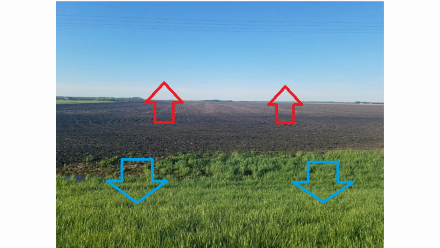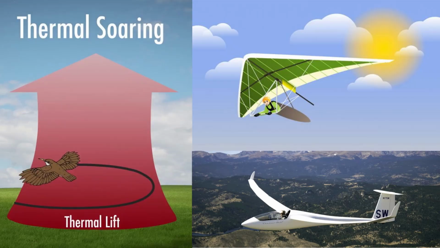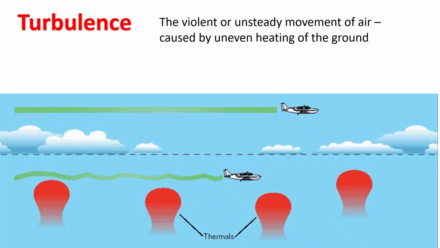Same concept here, a freshly plowed field. Nice dark black soil is going to heat up, but the green grass around the field is going to stay cooler. Thermals is the reason why things like hang gliders work, or why you can see birds up in the sky and they're not moving. They look like they're just kind of hanging up there in the air without flapping their wings, because they have found that pocket of air that is rising and that provides lift because the air is moving up. It's also the reason why we have turbulence.